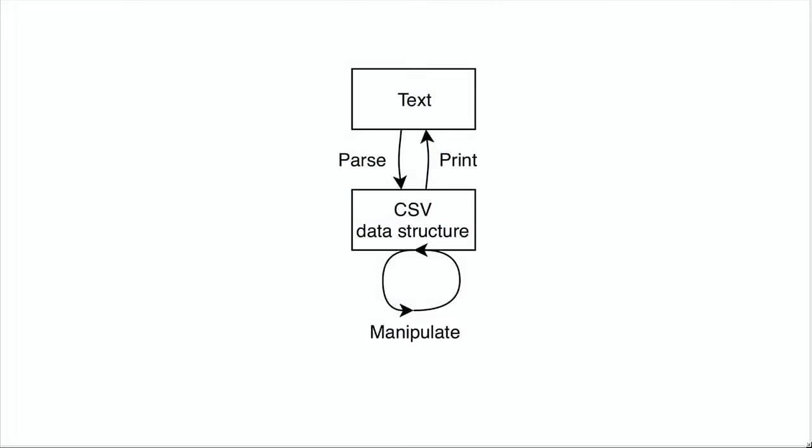So here's a different workflow, in this case where, this is what I just alluded to. We start with text, we parse it into a CSV data structure, and then we just manipulate the CSV data structure itself directly. We don't need to extract out types of our stuff. We can just manipulate the CSV itself and then print that back out.